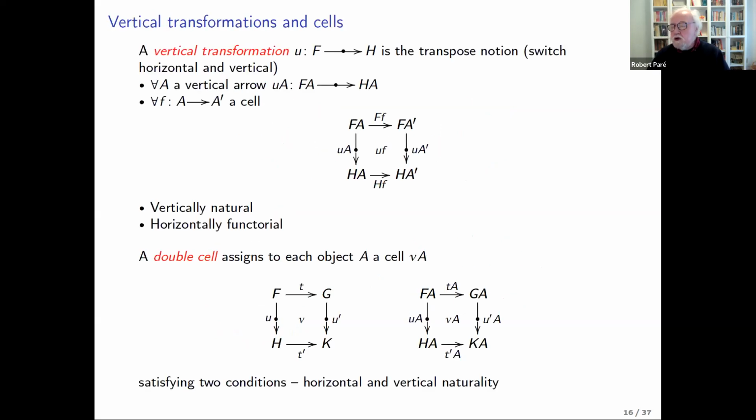Okay, so these are horizontal transformations. Vertical transformations is just a transpose notion. So transpose is the kind of duality where you switch horizontal and vertical. And so it's for each object you give a vertical arrow, and for each horizontal arrow you give a cell, and it's vertically natural and horizontally functorial. And then double cells are more or less what you think it is. You have to sort of write out what the conditions are, but so for each object A, you give a cell, and there are two conditions, that it has to be horizontally and vertically natural. Okay, so that's what this is.